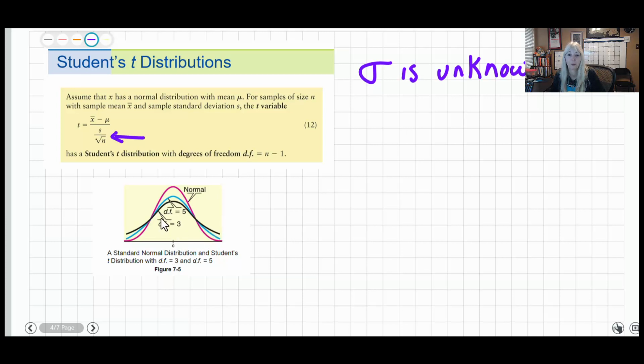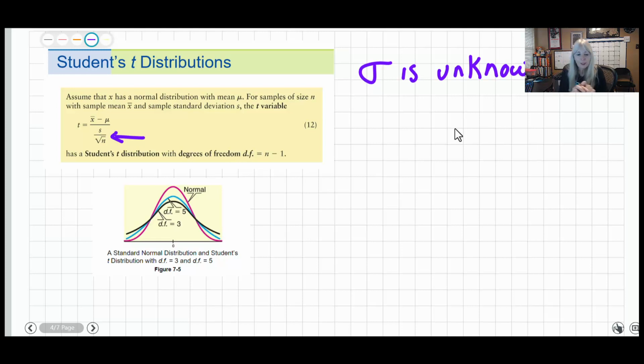We look this up in a t-table, as you can see with this example down here. As you could probably guess, as your sample size gets larger, think of it here, you're dividing out the standard deviation, the spread. As the sample size gets larger, your spread, your margin of error, is going to get smaller. So that is very, very important with the t.